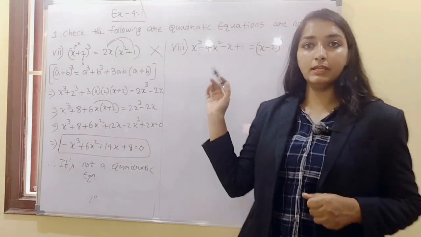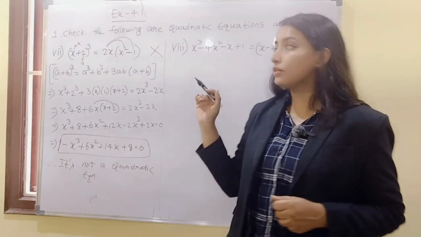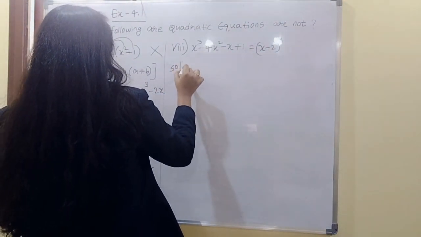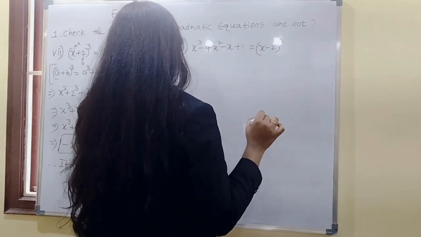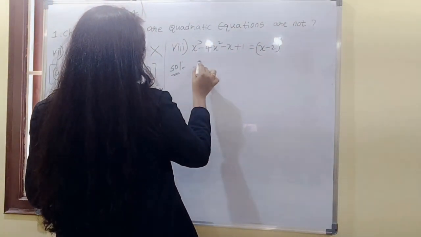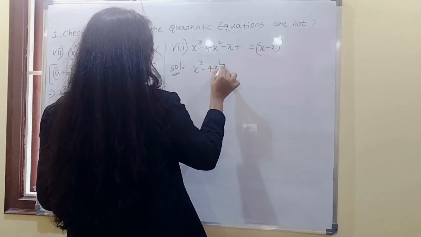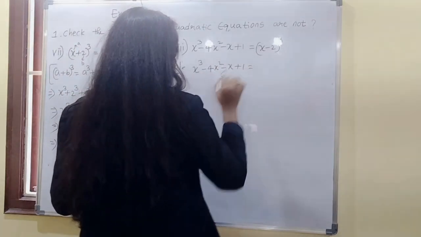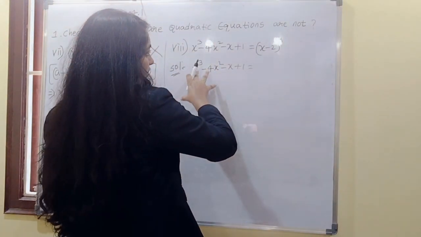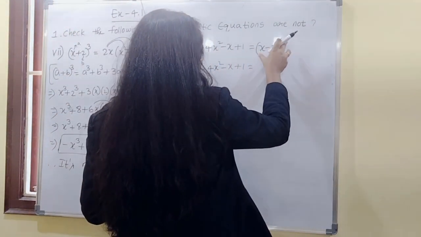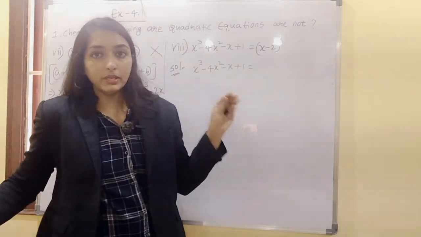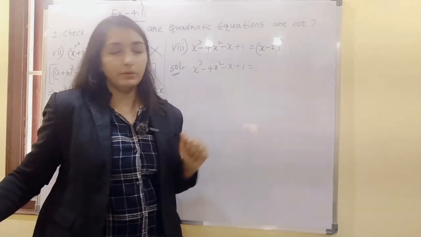Okay, so we will check whether it is a quadratic equation or not. The question is x cube minus 4x square minus x plus 1 is equal to (x minus 2) whole cube. So x cube minus 4x square minus x plus 1 is equal to, it is already in the simplified version. I am not changing LHS. Okay, so look, RHS is in the form of (a minus b) whole cube, right? So here we need to use the (a minus b) whole cube formula.